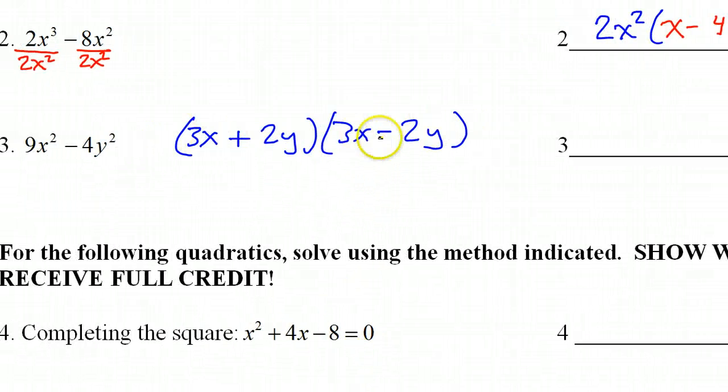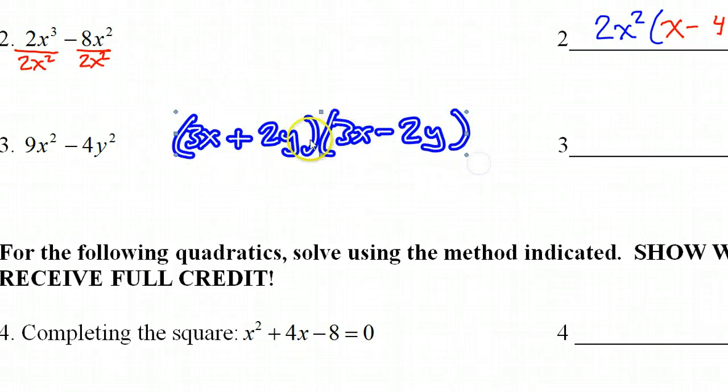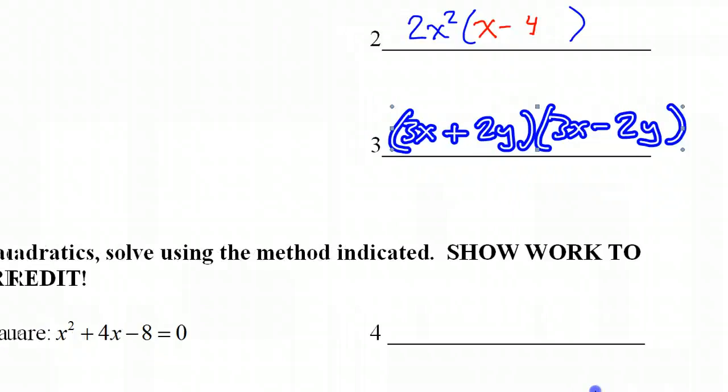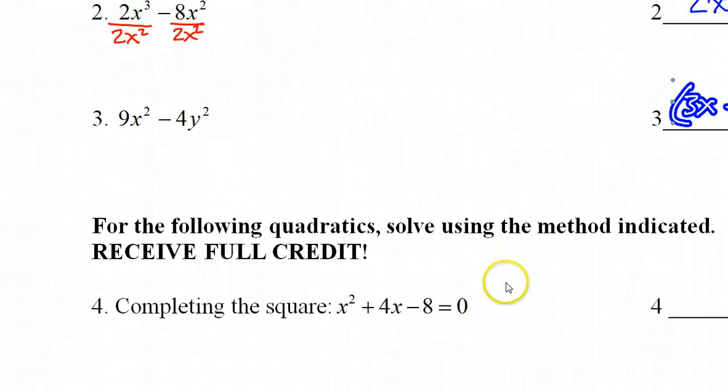Alright, so boom, that's it. There's nothing else I can do with that. So this again is the answer. So I'm just going to drag this over and put it on the line there. Okay, so that was the answer to number 3.